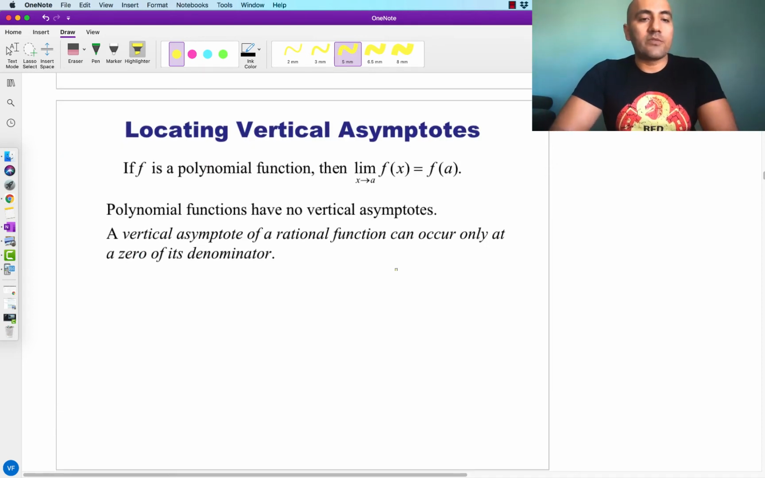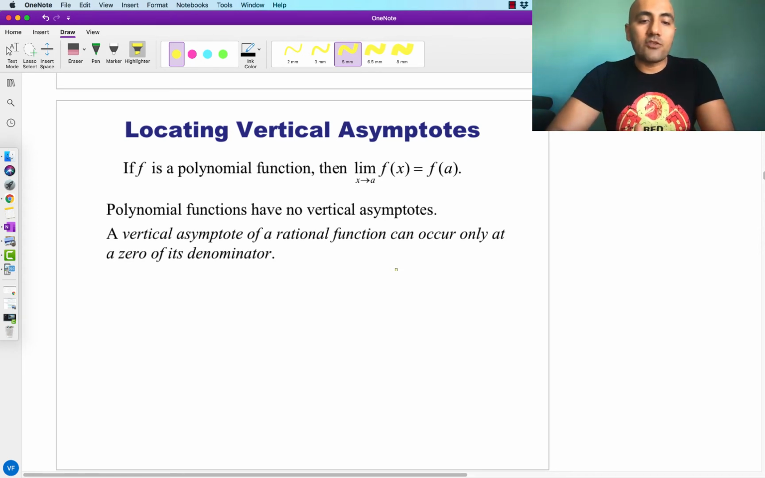Locating vertical asymptotes. If f is a polynomial function, then the limit as x approaches a of f of x equals f of a. That's a special property of polynomial functions. So if we are working with a polynomial function, then the limit as x approaches a of f of x equals f of a. So polynomial functions have no vertical asymptotes. That's what this is saying.